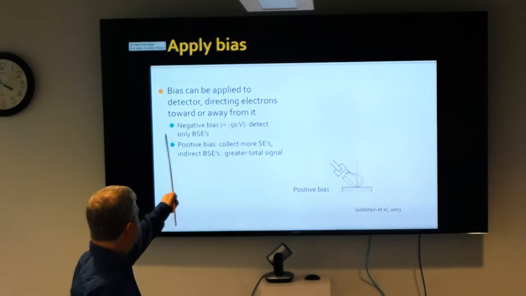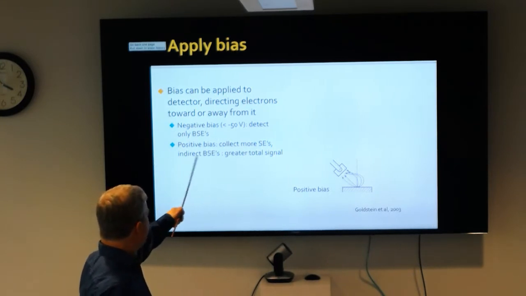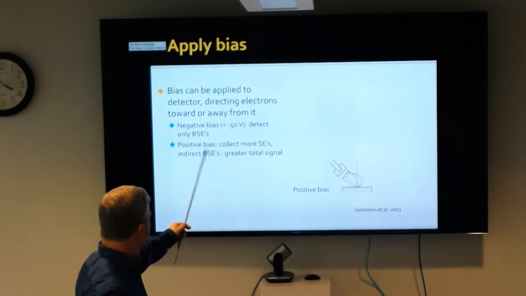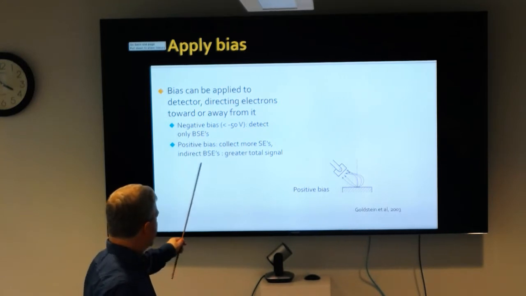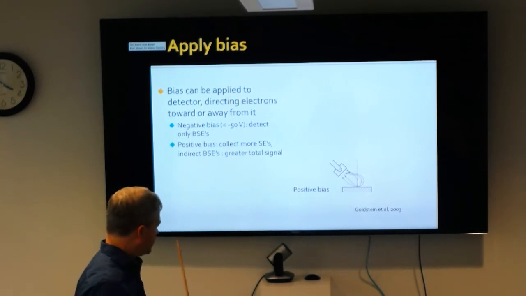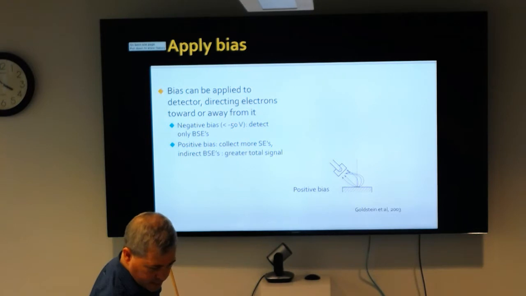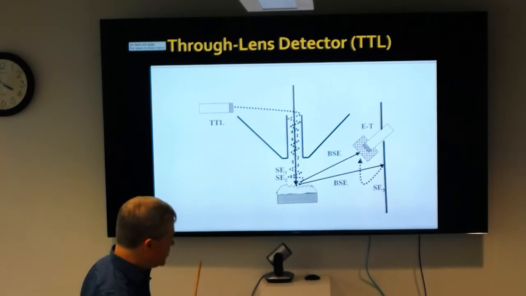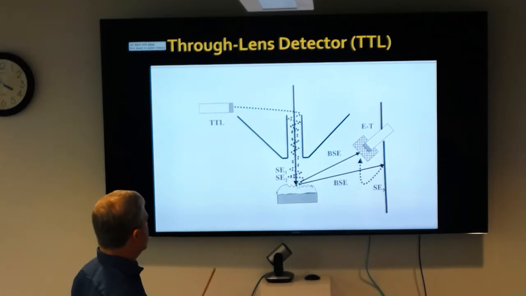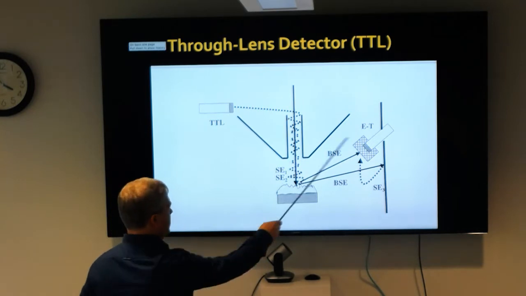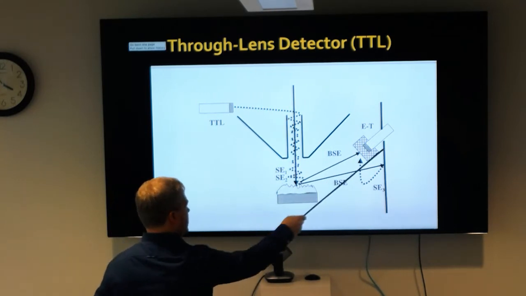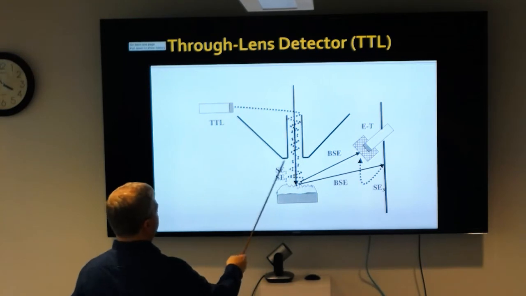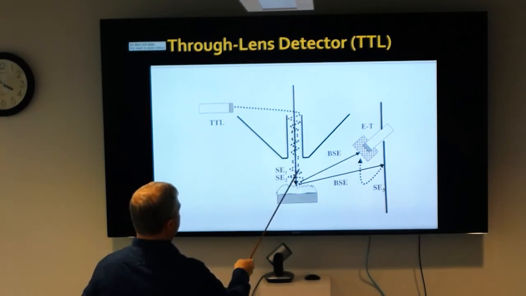Oh yeah, so you can apply bias to the detector. Negative bias will get only backscatter. Positive bias will get sort of everything. There's also what's called a through lens detector. The Everhart-Thornley detector, the normal sort of detector, is going to be off to the side somewhere, but you can also get this sort of effect.